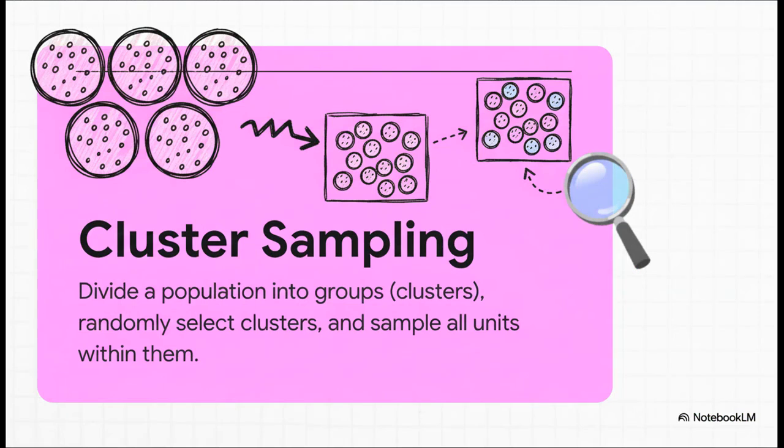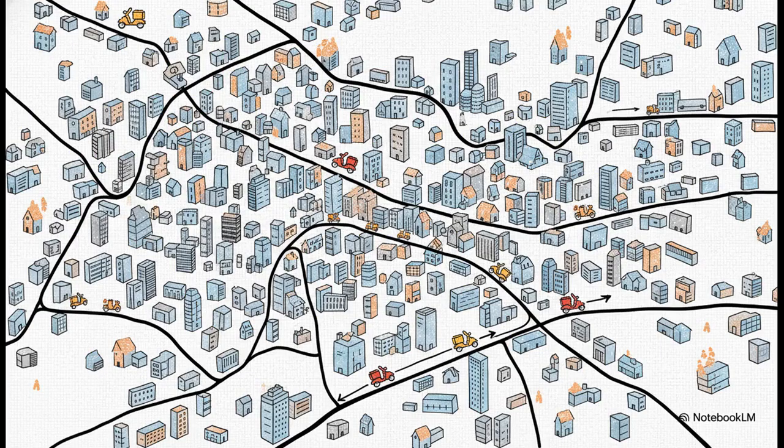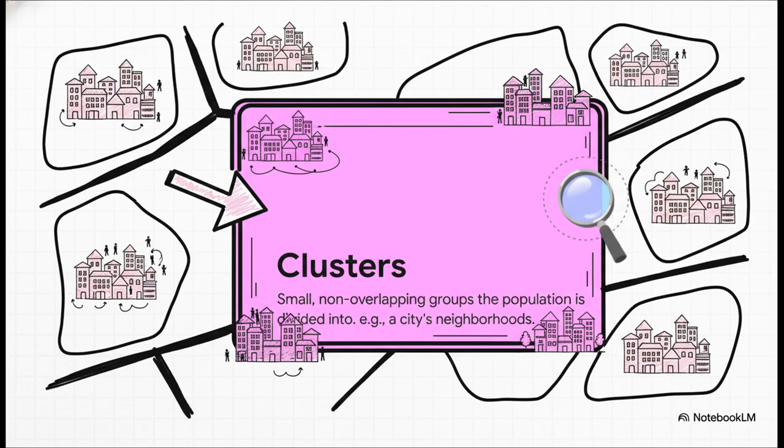Okay, so here's the textbook definition, but what does that really mean? In simple terms, it's about taking a huge population and chopping it up into smaller, natural groups. Then, instead of picking out individuals from all over the place, you just randomly pick a few of those entire groups to study. To make this super clear, let's use an example we can all picture. Imagine you own a food delivery service in a big, sprawling city. You want to know if your customers are happy, but there's no way you can call every single one of them. In this scenario, the city's neighborhoods are your clusters.